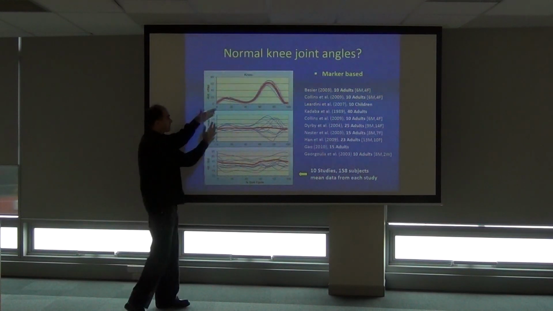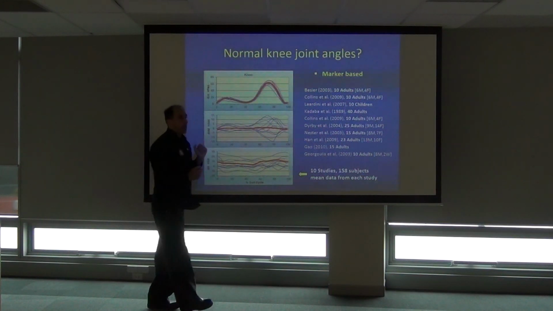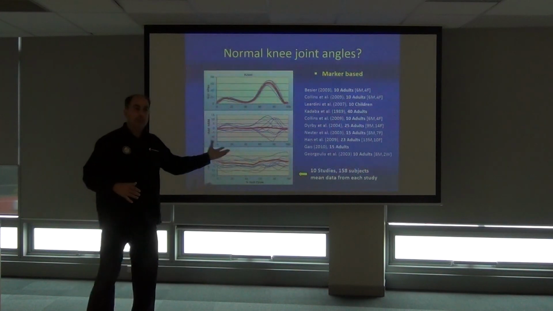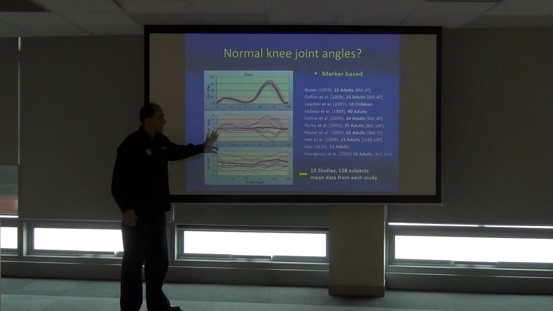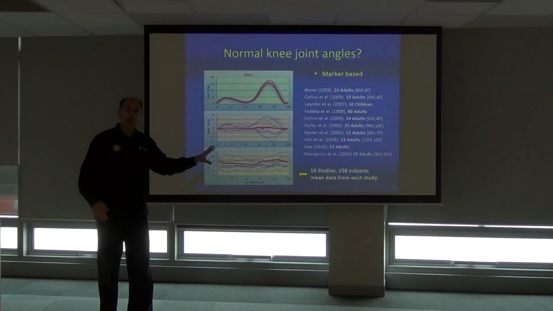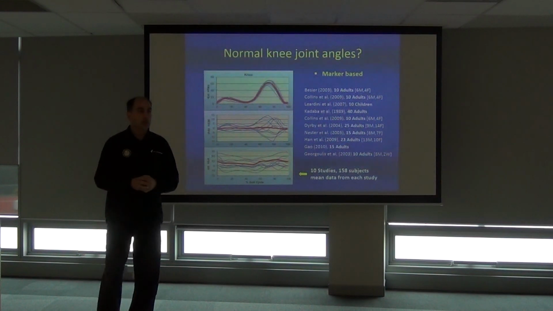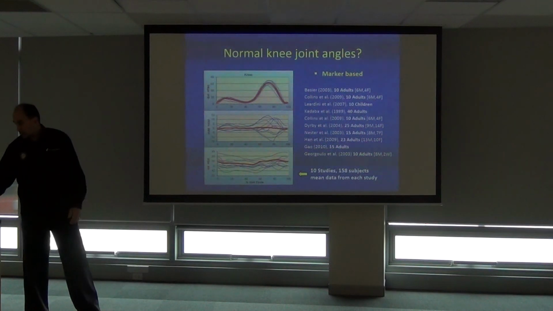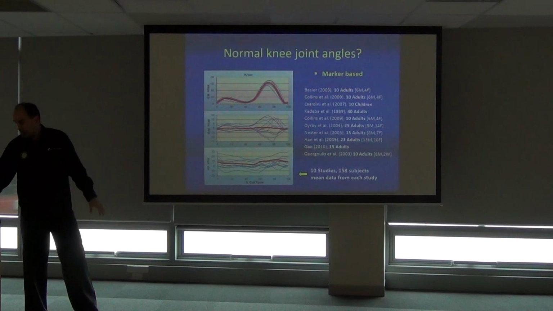Okay, it's not individual data. If individual data were plotted, then the spread would be larger. So these are the means of 10 or more participants, as presented in the literature as normal knee kinematics. There's little resemblance to one another, or as we'll see later, little resemblance to normal knee joint kinematics. These are all marker-based studies, by the way, with cameras and reflective markers.